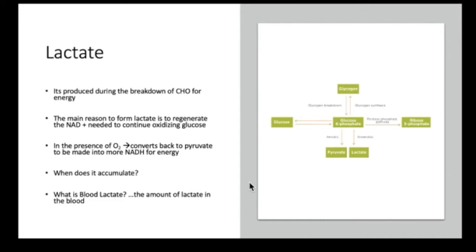Now, when does lactate accumulate? Basically, lactate accumulates when the production of lactate is greater than the body can clear that lactate. So this occurs when there's an insufficient oxygen delivery, for example, when you are exercising. And then finally, what is blood lactate? Well, basically, I'm going to keep it pretty simple. It is the amount of lactate in the blood. I'm going to get a little more into blood lactate and why it's important here in a couple slides.